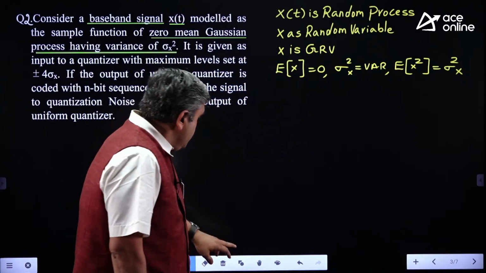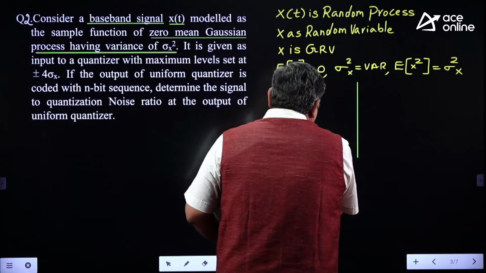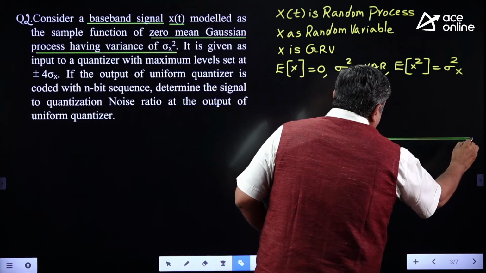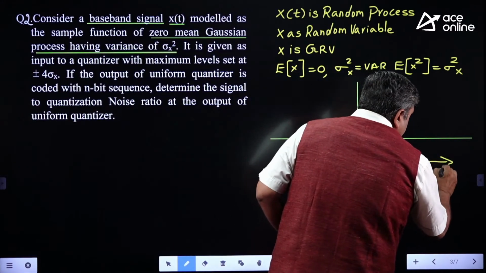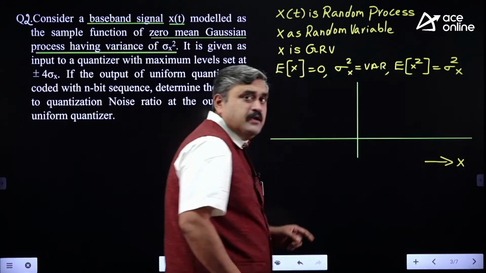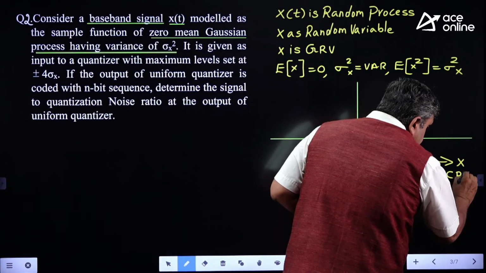Okay. Now, if you sketch this, how does it look? So, what is this now? I am considering my x-axis as the random variable x. What type of random variable? It is a continuous random variable.